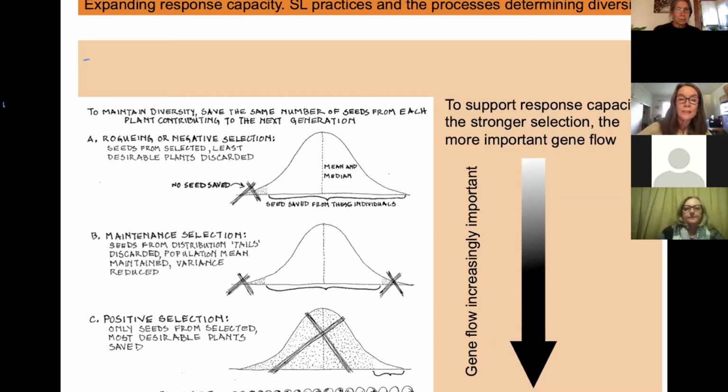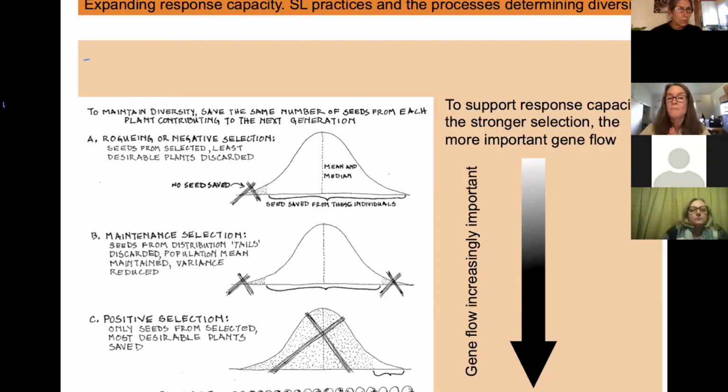So if we look at this little cartoon on the left-hand side, at the very top, example A is showing what happens when we're roguing, right? When we're just eliminating those plants in our population that are off types. They don't look right, we don't like them. There aren't that many of them, but we don't want those contributing to the next generation. So we're just removing a small proportion of our population. So we're not really reducing diversity hugely. That's one way of conducting selection.